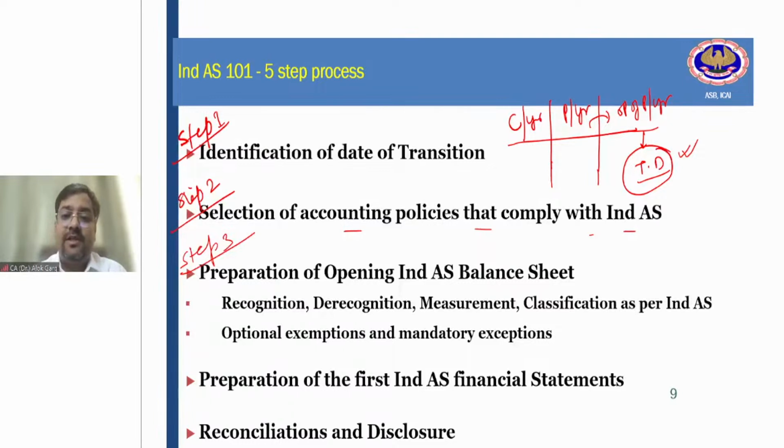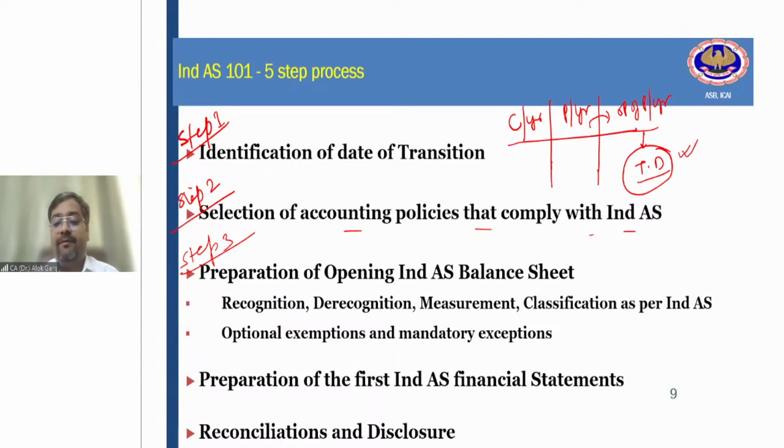The third one is measurement. What is meant by measurement? Whatever is required to be measured as per Ind AS has to be measured as per Ind AS. For example, under IGAP, fair value is not allowed. Let's say investment: it was measured at cost or market value, whichever is lower, in case of short-term investment. But in case of long-term investment, you have to keep it at cost. But under Ind AS, it has to be measured at fair value, right?